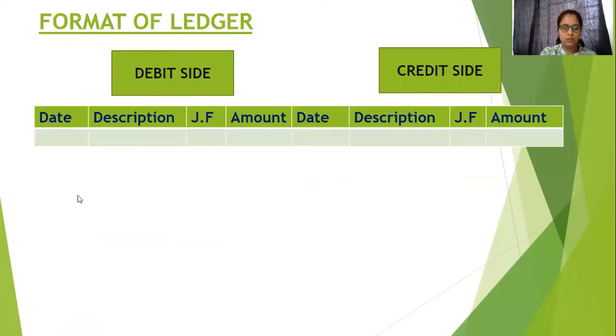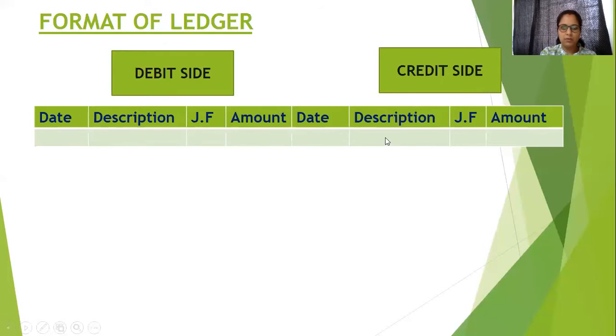Before moving on to journal entry, let me share the format of ledger with you. It is a T-shaped kind of account which can be divided into two parts, debit side and credit side. This is debit side, this is credit side. Both the sides will show same heads: date, description, journal folio, amount, date, description, journal folio and amount. Both are showing same thing. Here we write the date of transaction, description. Journal folio is the reference of the journal from where we are taking into account in ledger, that is journal folio.